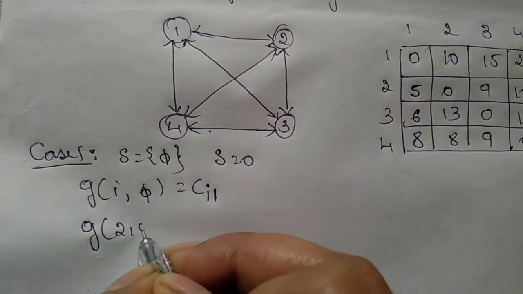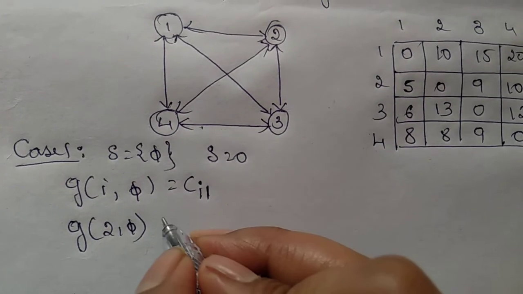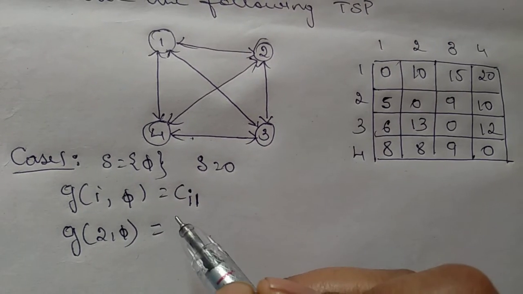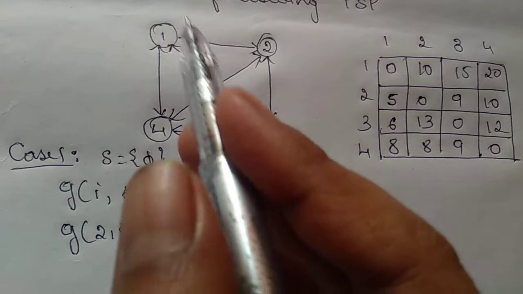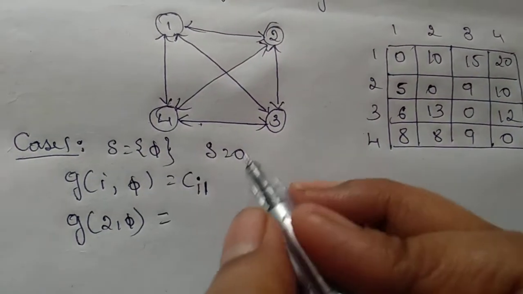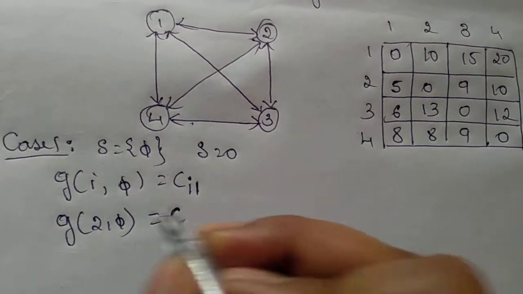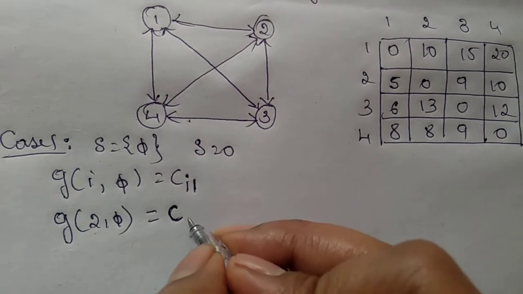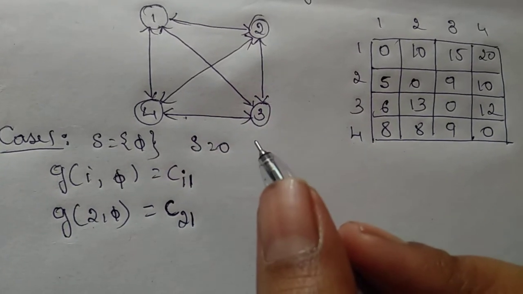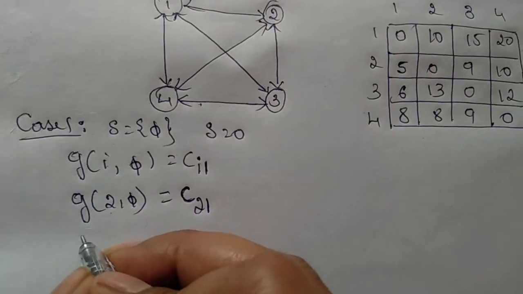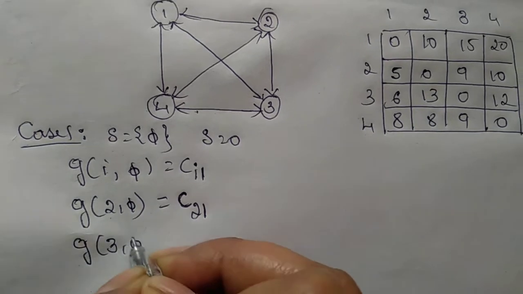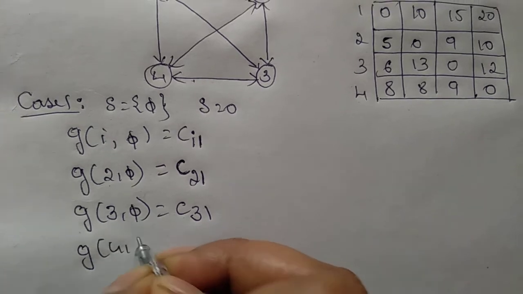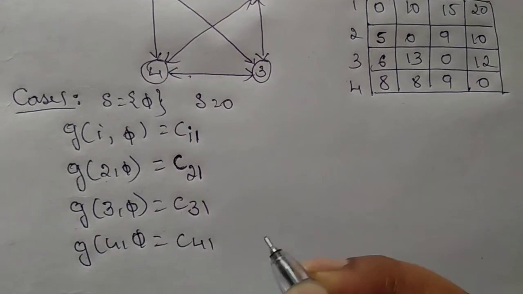Now you have to take G of 2, phi. Why am I not taking 1, phi? Because here we are considering 1 as the source vertex. So C of 2, in place of i, what is there? 2. Here C 2,1 means from 2 to 1. Then G of 3, phi, that is C of 3,1. Then G of 4, phi, that is C of 4,1.